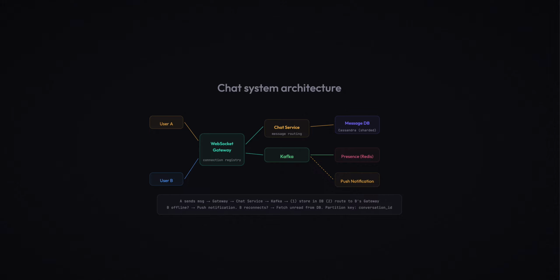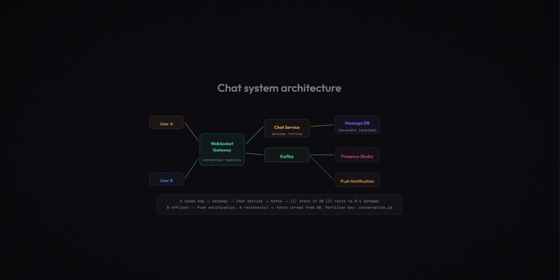This gives us efficient retrieval of message history, and the message is routed to user B's gateway server for real-time delivery. If user B is offline, the message stays in Cassandra. When B reconnects, the gateway fetches unread messages from the database. A push notification service handles mobile notifications for offline users.